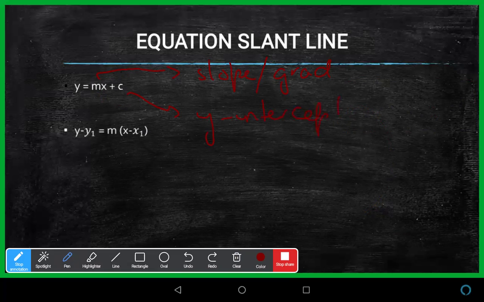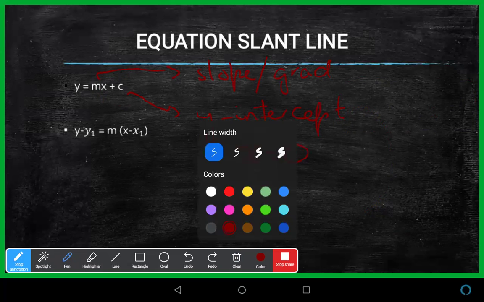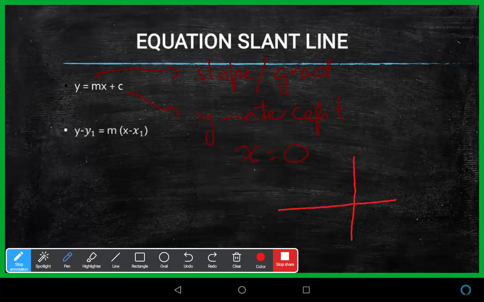So what is the y-intercept? Y-intercept means x is equal to 0. For example, this is a graph, okay, and the line is intersecting just y. When the line intersects y, x is equal to 0 at the point of intersection. So c is known as the y-intercept.